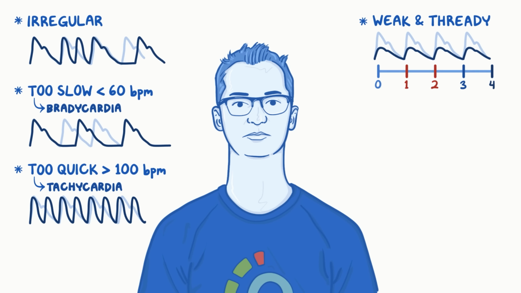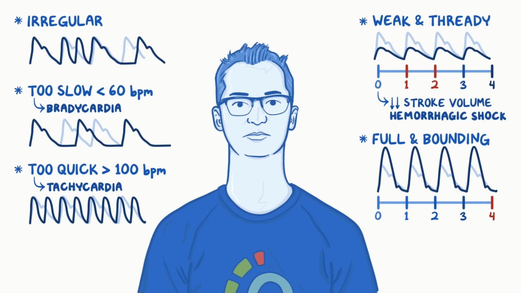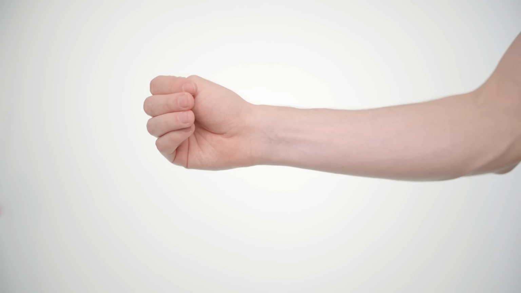Fred's pulse might also be weak and thready, a subjective 1 or 2 on the scale of 0 to 4. That indicates low stroke volume, like hemorrhagic shock. On the flip side, Fred's pulse could be full and bounding, a subjective 4 on the scale of 0 to 4. That could be from anxiety, heart disease, or valvular conditions. Let's take Fred's radial pulse. We could do this because we want to assess blood flow to the hands, or because it's one of the most easily accessible pulse locations.